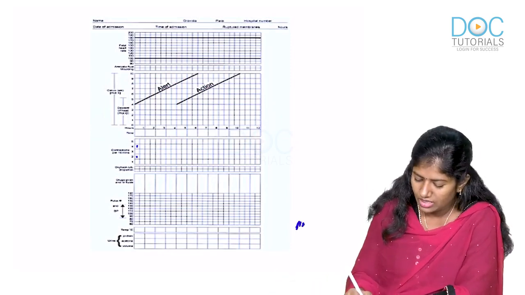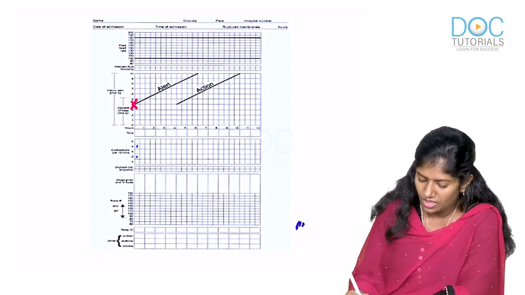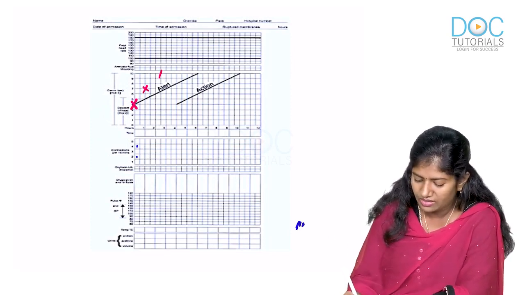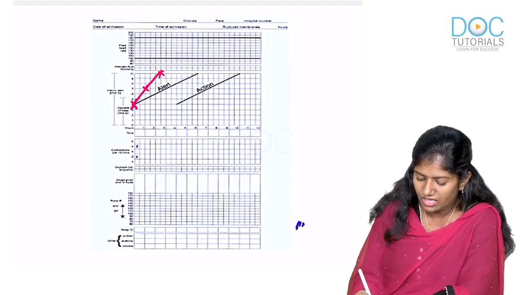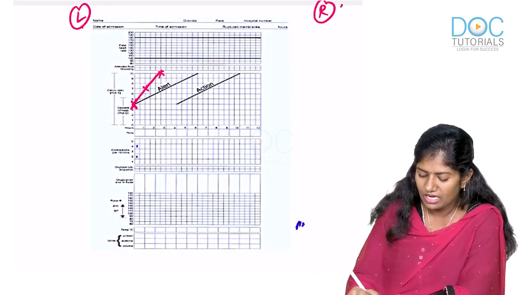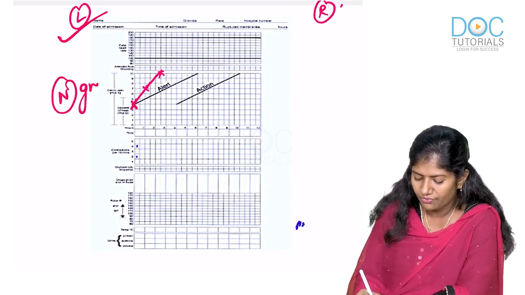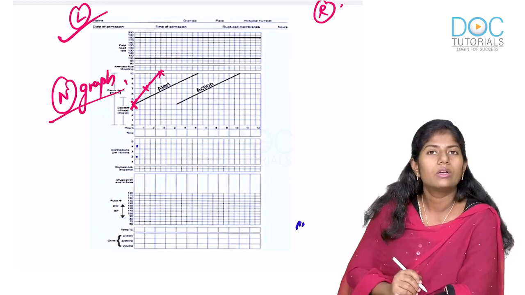That means, say if here you start plotting the partogram, if the next X is here, the next X is here, where is the graph? This is the left side, this is the right side. The graph is to the left of the alert line, so this is a normal graph.